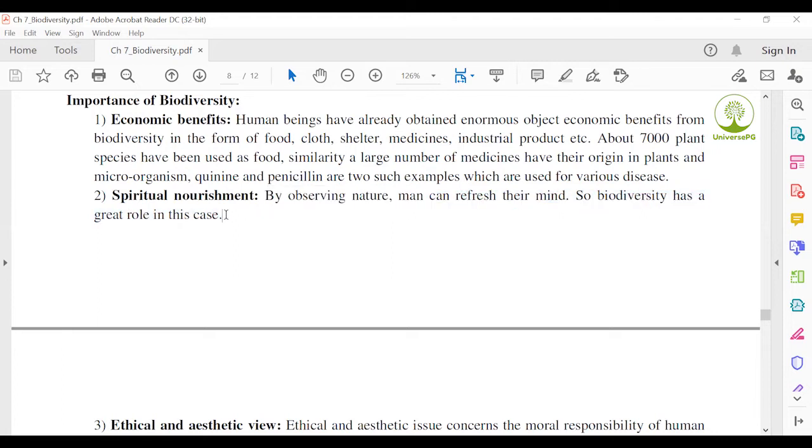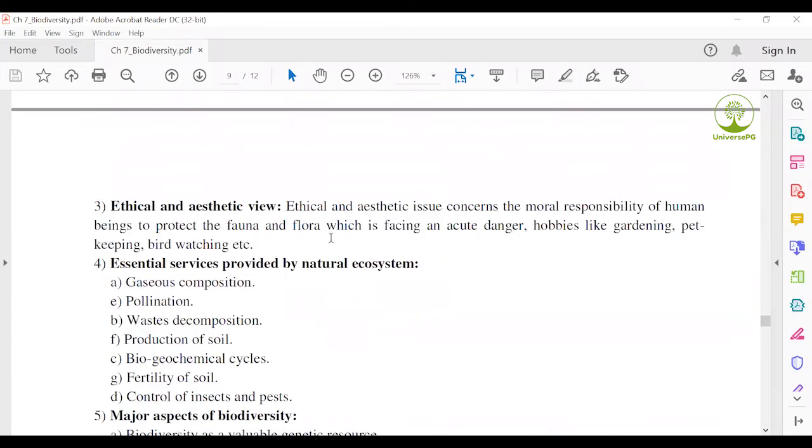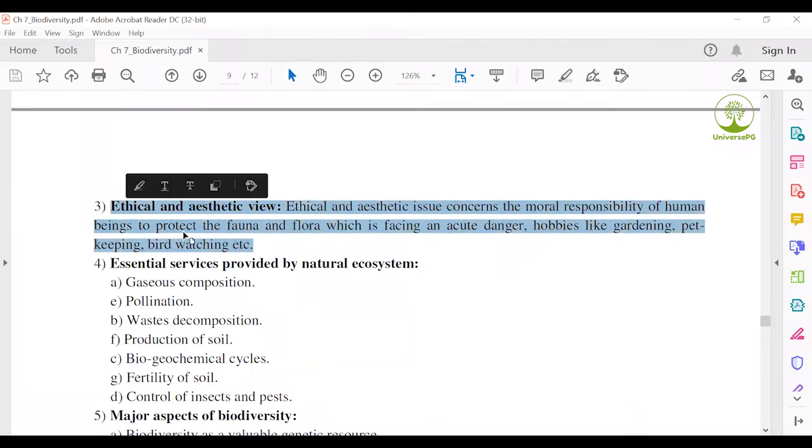We use different components of biodiversity in zoos and different types of national and local parks for observing the different components of biodiversity. Ethical and aesthetic value. Ethical and aesthetic issues concern the moral responsibility of human beings to protect the fauna and flora which is facing an acute danger. Hobbies like gardening, pet keeping, bird watching, etc. We already talked about that.